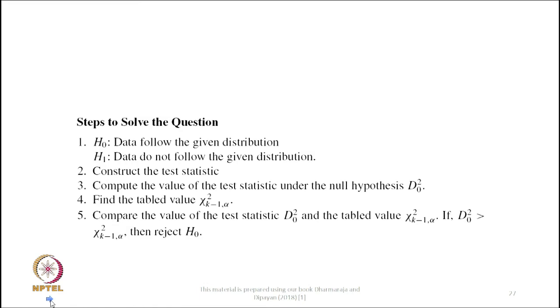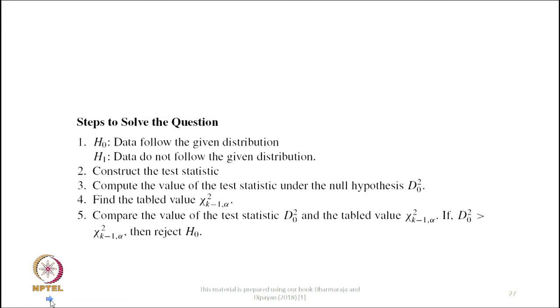So, here also it involves 5 steps similar to what we have done in the testing of hypothesis. You make out the null hypothesis, that the population follows so and so distribution, not the data. The population follows the given distribution. The negation is that it does not follow, that is it. There is no less than or greater than symbol, because it is just making a statement about the population distribution.